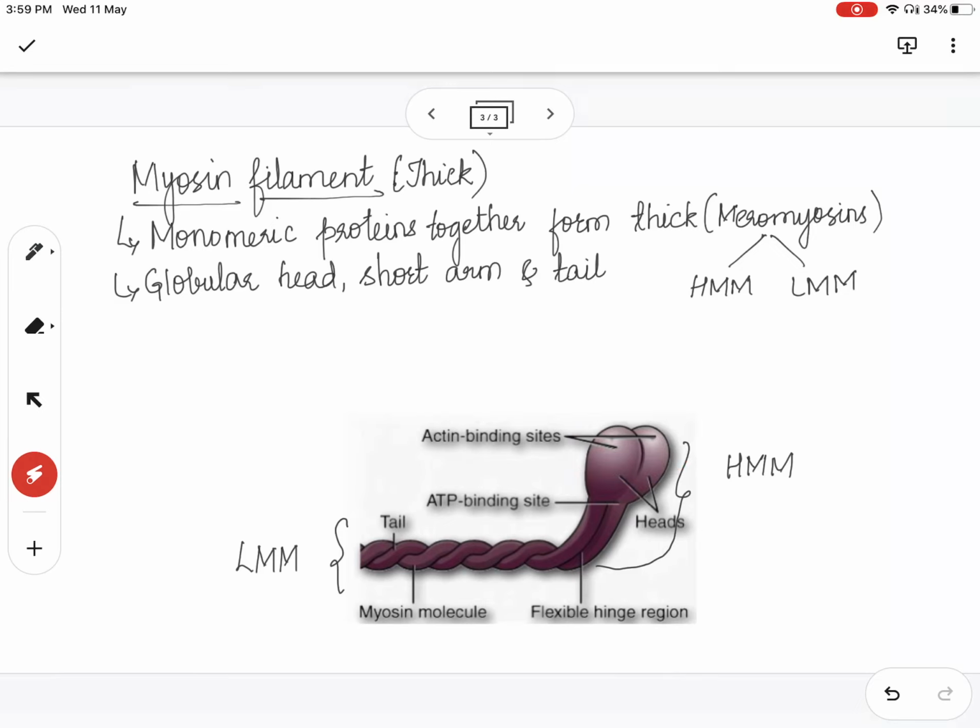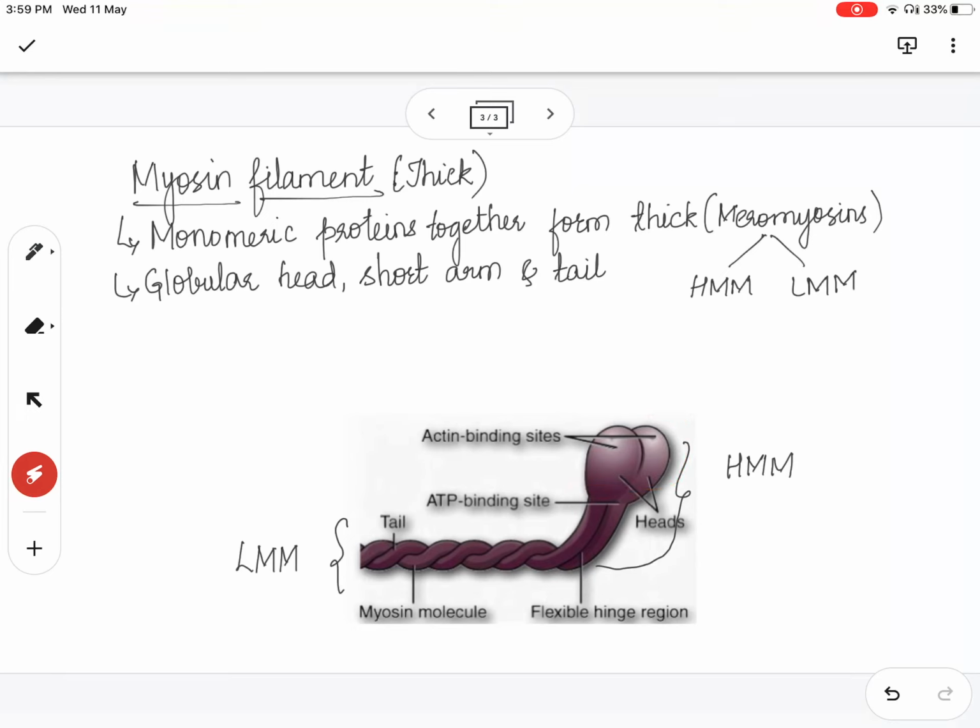Then another important question: what does the globular head of the meromyosin have? It has two binding sites. One is the actin binding site, the other one is the ATP binding site. During muscle contraction, actin has to come and bind onto this myosin head. So this is our myosin head, right? So actin has to come and bind onto the myosin head.